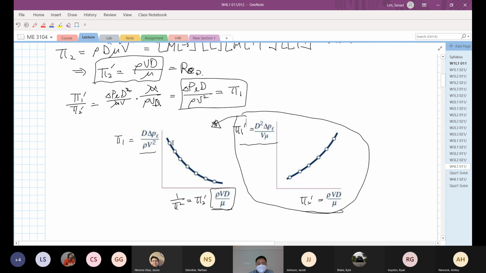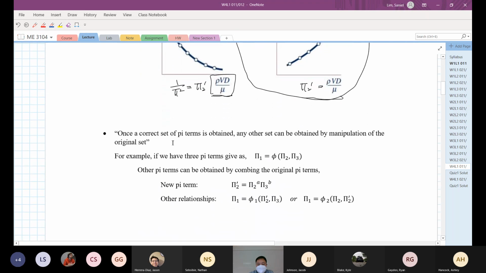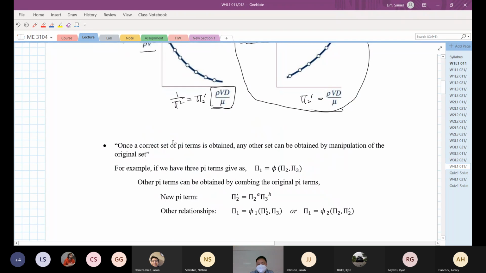Just one thing I want to mention here is, of course, you can just manipulate the pi terms back and forth and divide by another one. That's what it says here. If we have an example like this, we have 3 pi terms.